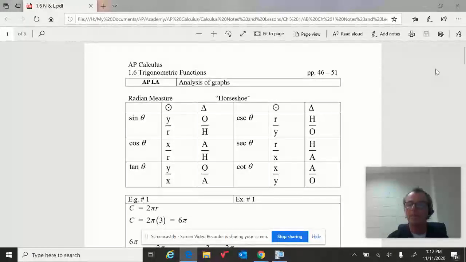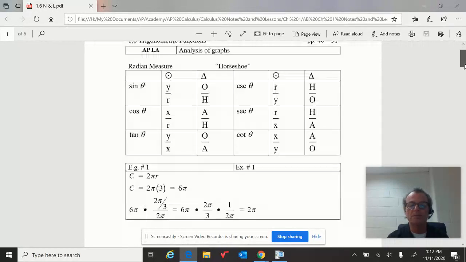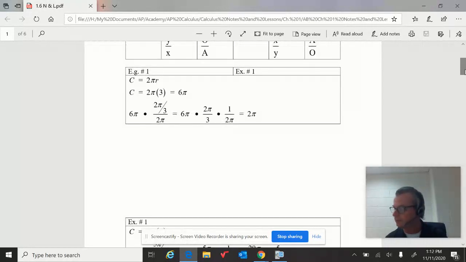Okay? So in the textbook, example 1 is on page 46. It says, find the length of an arc on a circle of radius 3 by a central angle of 2 pi over 3. So there's multiple ways you can do this, but the procedure is more important than the answer.